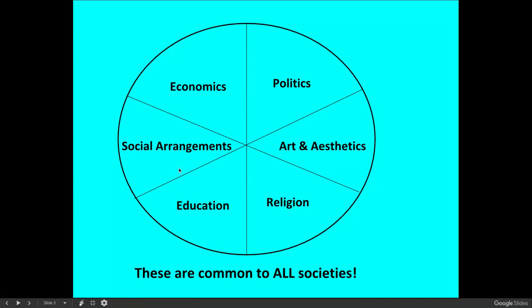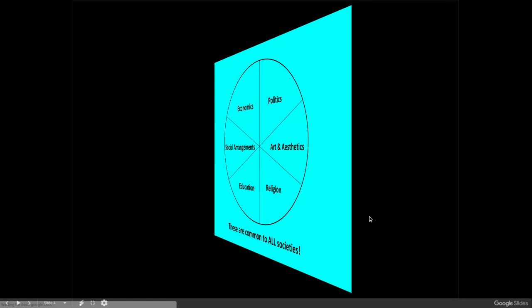You've got these different categories that you can divide all of culture up into: politics, art, religion, education, social arrangements, and economics. No matter what society you're studying, they have these characteristics displayed in some way. Economics in one country might be different than another, but there are still economics there. The religion of one country may be different from another, but they have some type of religion. That's why we call them universal, because they appear in each culture on the planet.